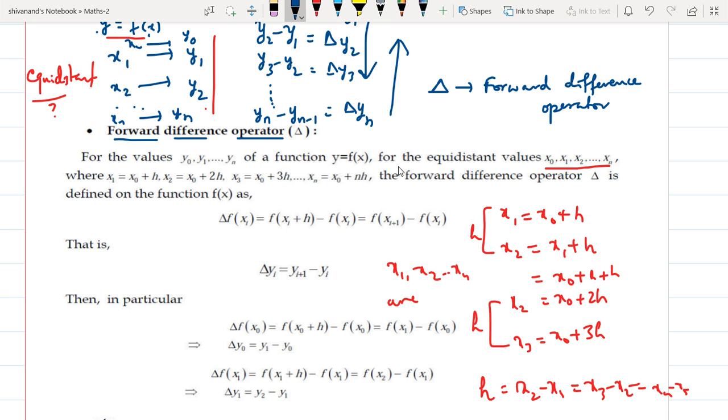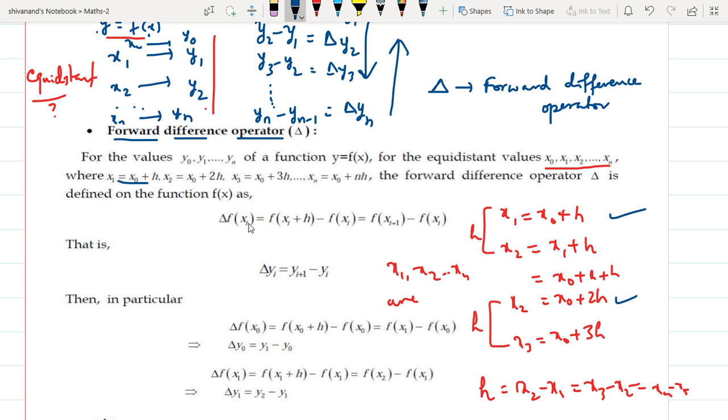See, for the values y0, y1, and so on, yn of a function y is equal to f of x, for the equidistant values x0, x1, and so on, xn, where x1 is nothing but x0 plus h. This we have already seen. x2 is x0 plus 2h. See how it comes: x2 is x1 plus h and x1 is x0 plus h, therefore it is x0 plus 2h. x3 is x0 plus 3h, and so on, xn is x0 plus nh.